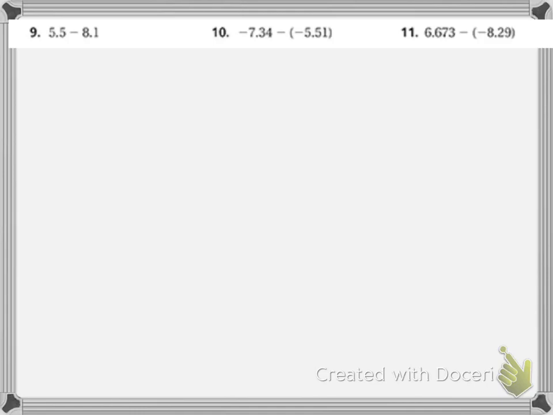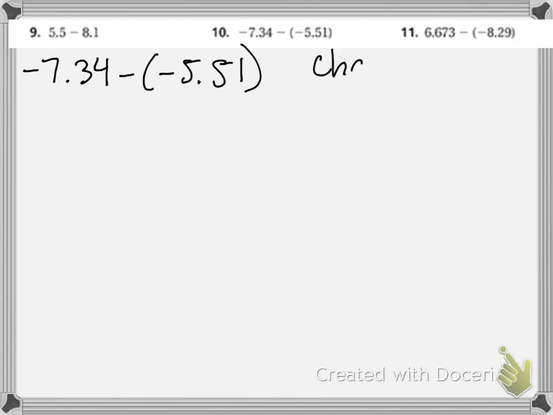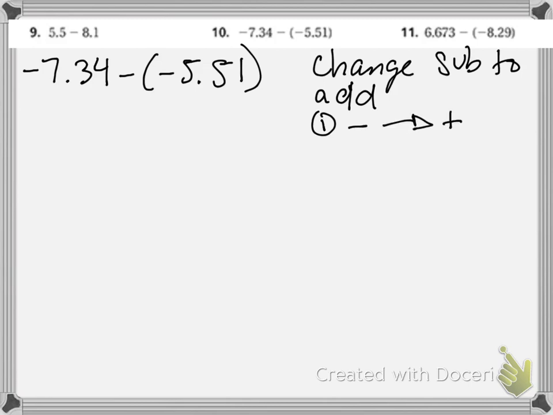All right, number 10, negative 7.34 minus negative 5.51. Again, I'm going to change my subtraction to addition. So subtraction to addition and then opposite. So first step, super easy. We just take this subtraction and we change it into addition.